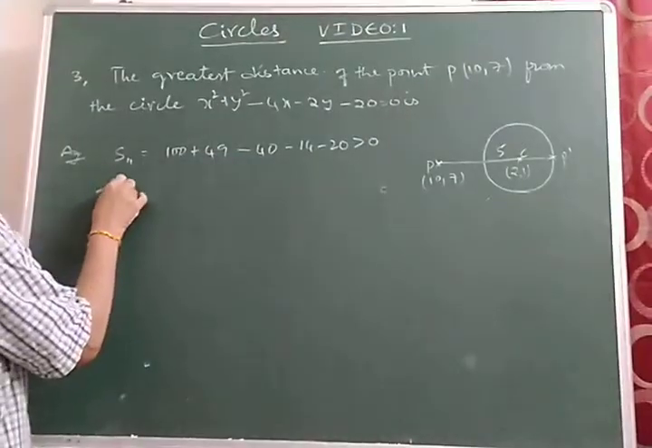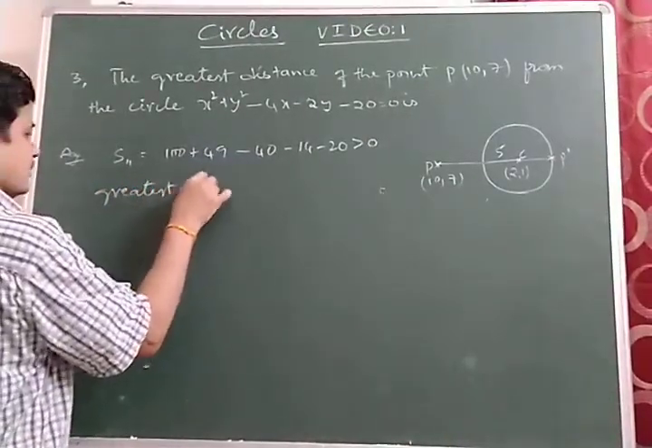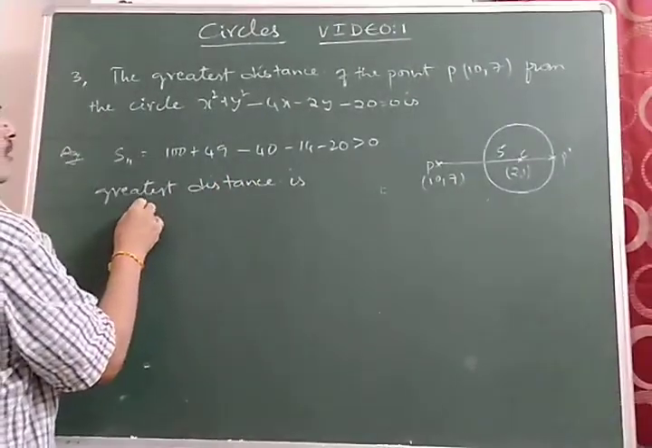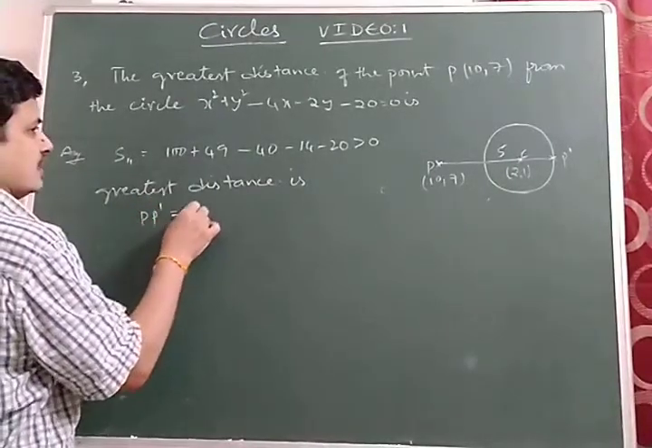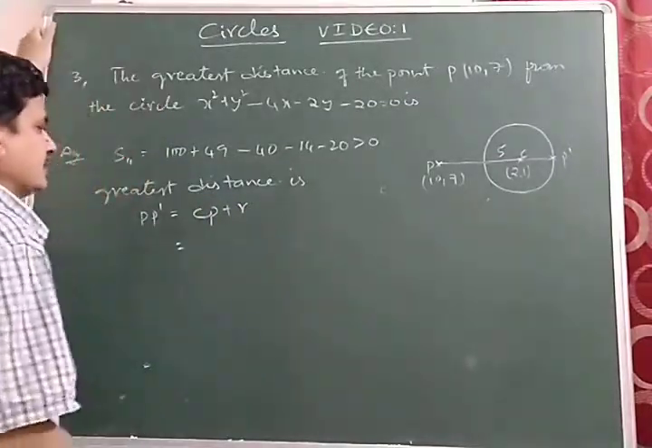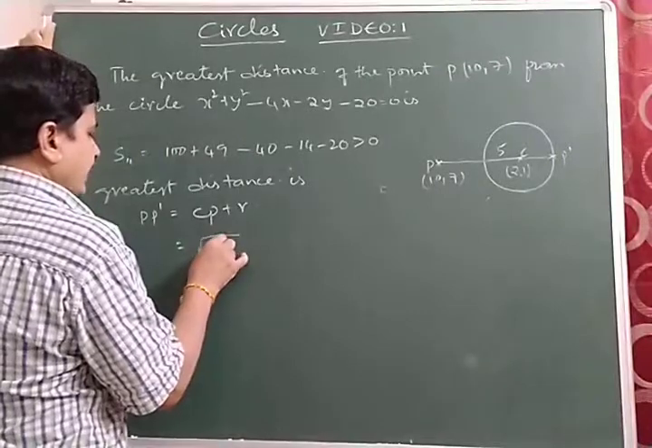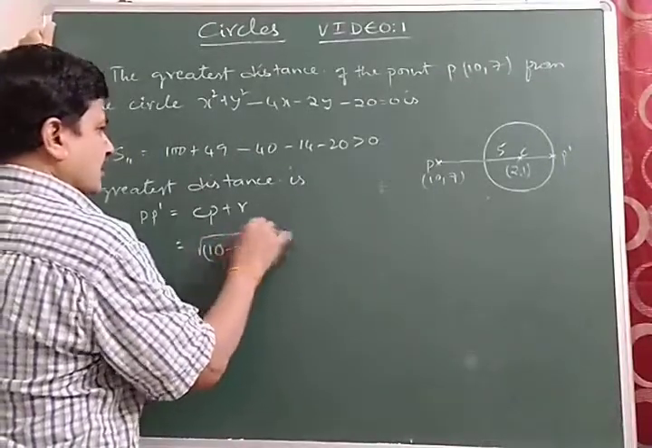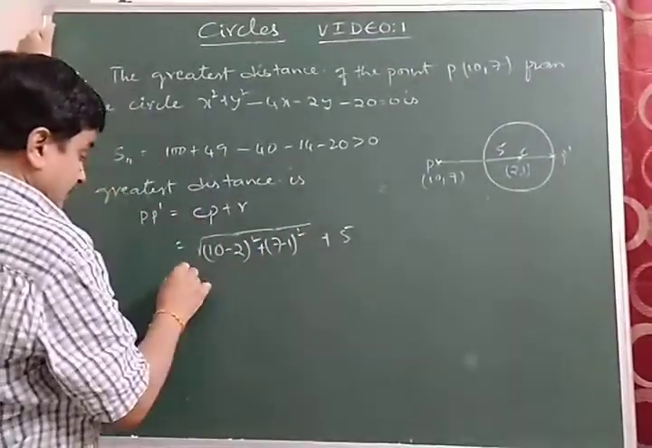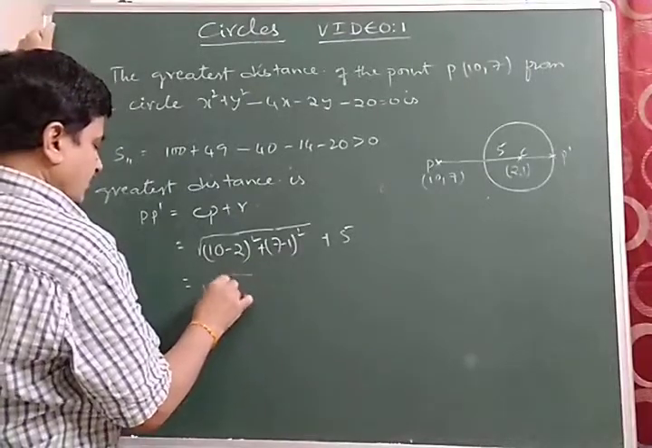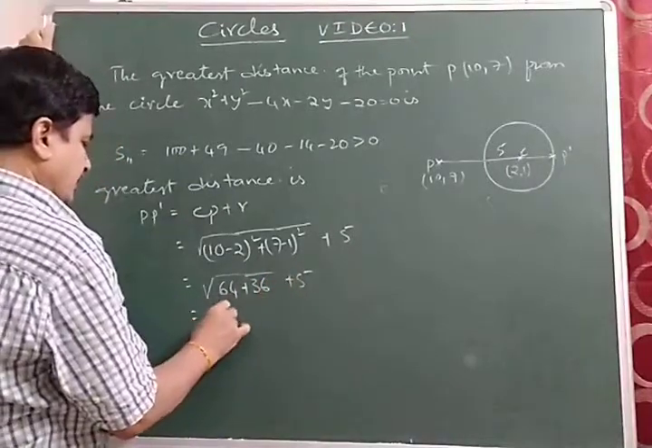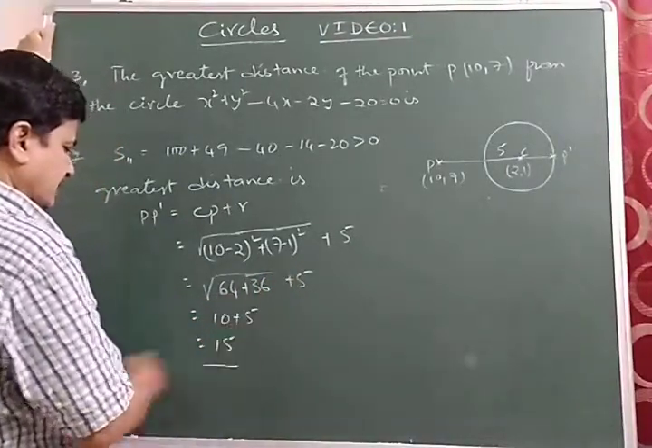So the greatest distance is, this is P dash. Greatest distance is PP dash, that is equal to CP plus r. CP means square root of (10 minus 2) whole square plus (7 minus 1) whole square, plus the radius 5, that is equal to square root of 64 plus 36 plus 5, 10 plus 5, this is 15. Greatest distance is 15.